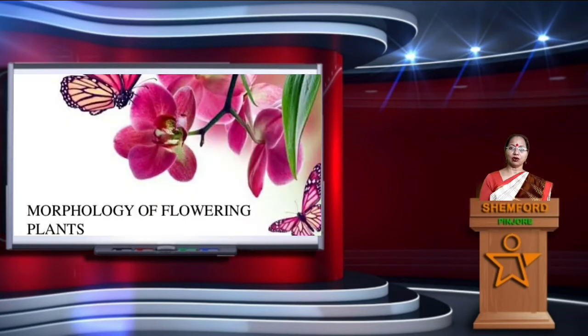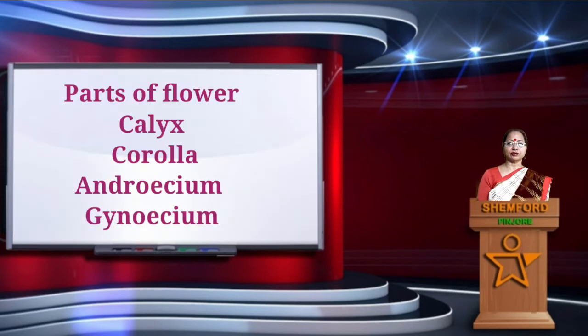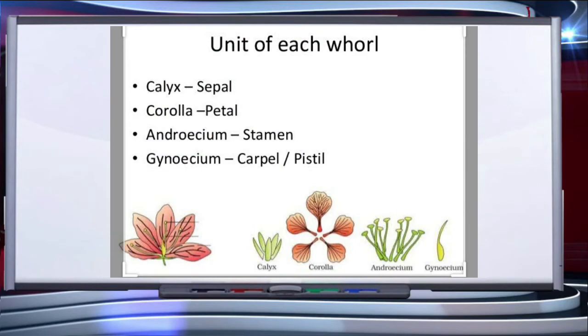Under the heading of Chapter 5, Morphology of Flowering Plants, today we are going to discuss parts of flower: calyx, corolla, androecium and gynoecium in this presentation. In previous presentation, we discussed that flower is a reproductive part of the plant and it may be actinomorphic or zygomorphic. The second thing we learned is that the type of flower depends upon the position of the ovary as compared to the other whorls.